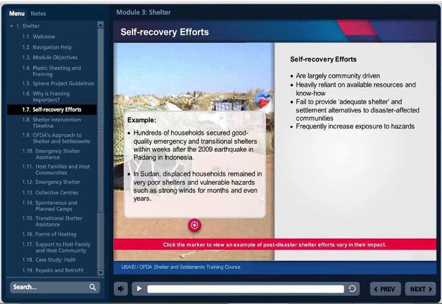For example, hundreds of households secured good quality emergency and transitional shelters within weeks after the 2009 earthquake in Padang in Indonesia, while in Sudan, displaced households remained in very poor shelters and vulnerable to hazards, such as strong winds, for months and even years.